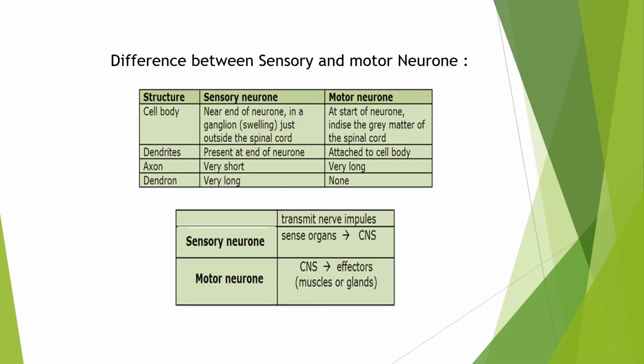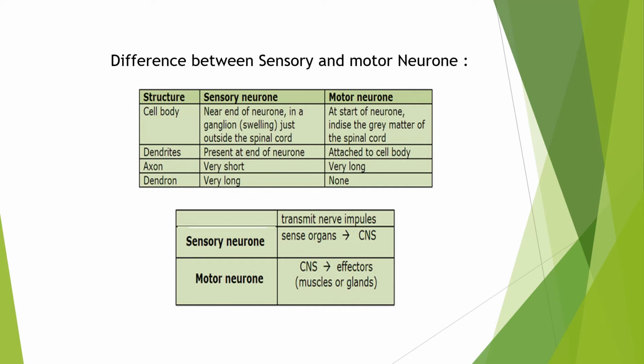What is the difference between sensory and motor neuron? There are structural and functional differences. In the sensory neuron, the cell body is positioned near the end of the neuron, in a ganglion just outside the spinal cord, and in a motor neuron it is present at the start of the neuron, inside the gray matter of the spinal cord. Dendrites are present at the end of the sensory neuron, but in the motor neuron, dendrites are attached to the cell body. The axon of the sensory neuron is very short, the axon of the motor neuron is very long, and the dendron is very long in the sensory neuron.